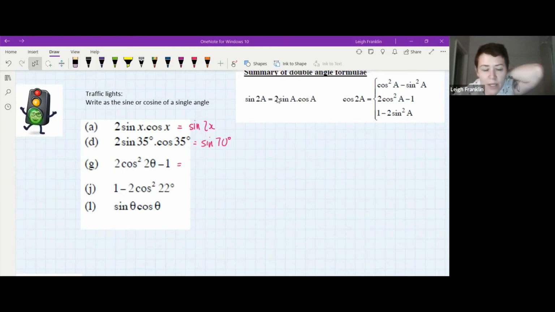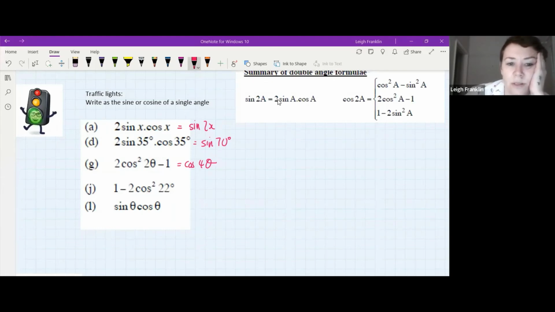This should have been quite an easy one as well. Pop it into the chat if you want. That's it. Good, Natasha. Okay, cos for theta. Cool beans. Yes, Cassandra. Nice. Who else got that? Good. Cool. Now, the next one.